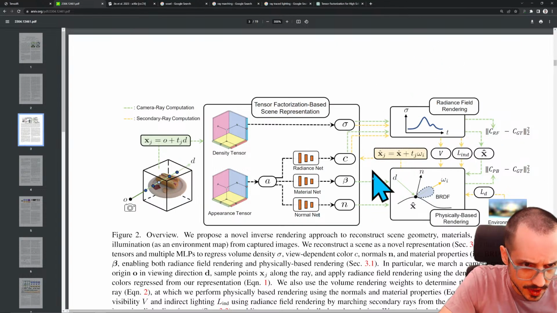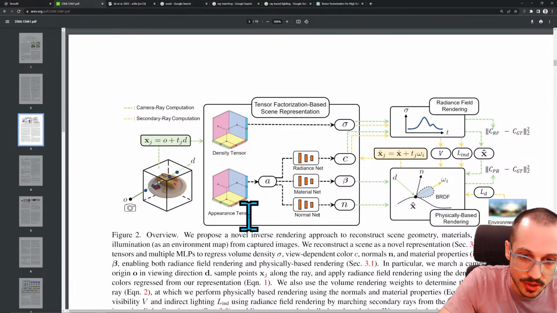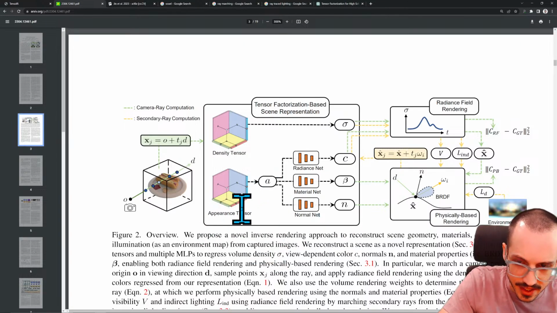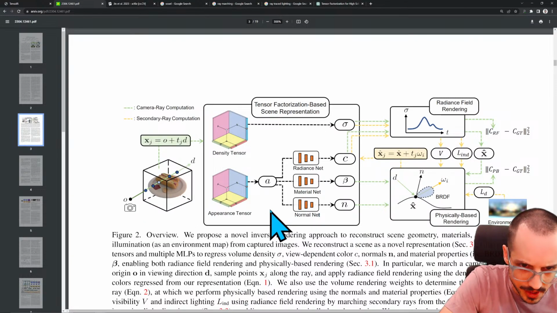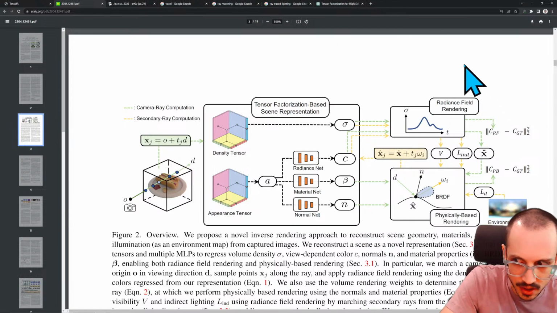In terms of the density tensor and the appearance tensor, that's not unique to this paper. That's from the TensorRF paper, but they do expand on that. So I feel like they did well. Where does this go in the future? I feel like this almost replaces NeRF. Why not use this richer loss when you're doing your NeRF work?